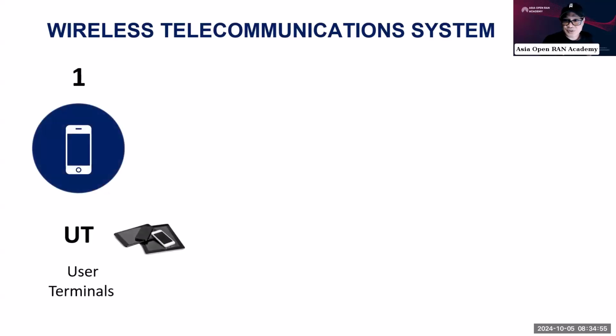First is the user terminals. This is also known as user equipment for 3G, 4G, and 5G. These are the devices that are being used by users, and they have different names. If you want to go into technical details, a 2G mobile phone is a mobile station, but if you're using a 3G, 4G, or 5G system, we call it the user equipment. Typically, we call it a cell phone or a mobile phone. So this is a user terminal.